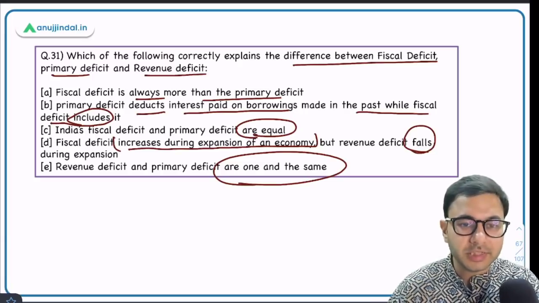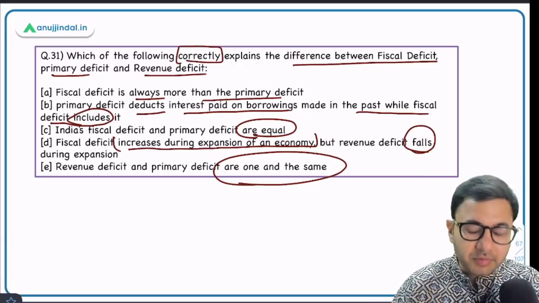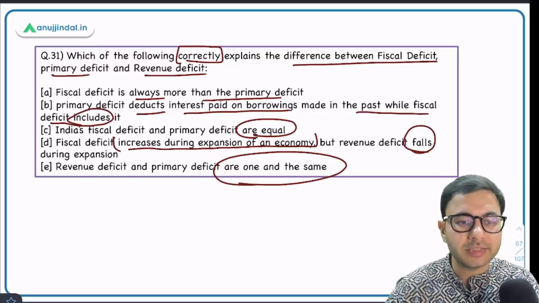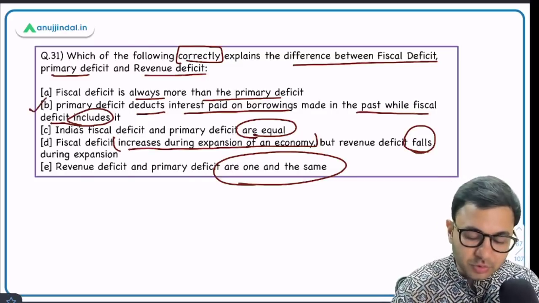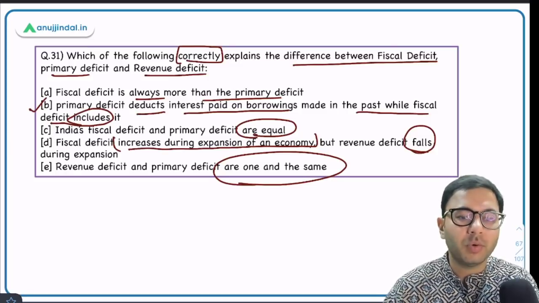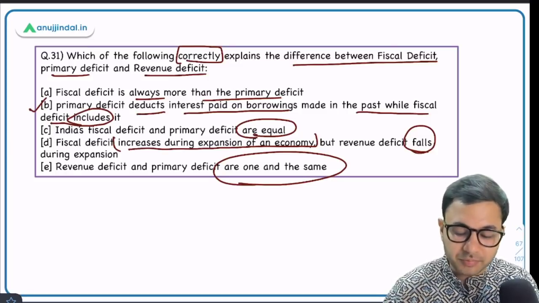We have to identify the correct one here. Please go through the question again. Please go through the options again. Try and eliminate whatever you think is incorrect. The answer option to this question is option number B. Primary deficit deducts interest paid on borrowings made in the past, while fiscal deficit includes the borrowings made in the past. Okay.